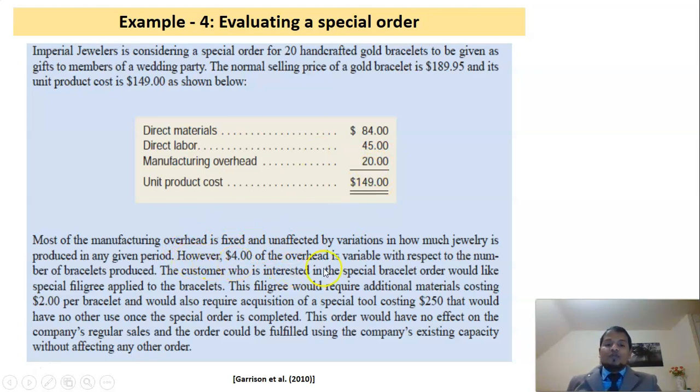However, 4 of the overhead is variable. So out of these 20, 4 is variable. That means 4 is relevant and the remaining 16 is irrelevant.